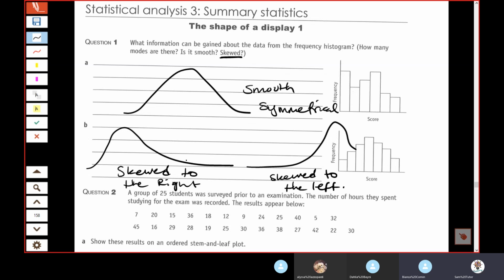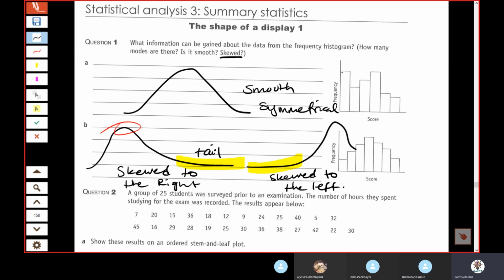Now it's tricky because I think a lot of students tend to focus on this bump. You're like, but that's to the left, so it's skewed to the left. No, it doesn't work like that. It's all about the tail. The tail is to the right, and it's called skewed to the right. The tail is to the left, it's called skewed to the left. Does that make sense? Otherwise, it's just symmetrical.